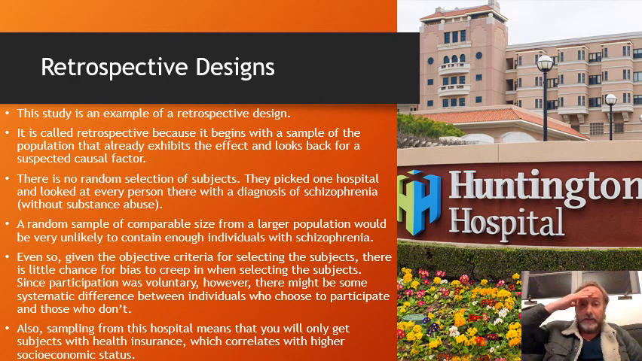Another potential difference, right? You're sampling from a hospital, right? So that means you're sampling from people that can afford to go to a hospital or have some kind of health insurance. That's going to correlate with higher socioeconomic status, depending on what country you're in, and whatnot. Some countries have universal health care. It's not an issue. But these are all things you have to think about. Stuff you don't have to think about when you're using a random experimental design.